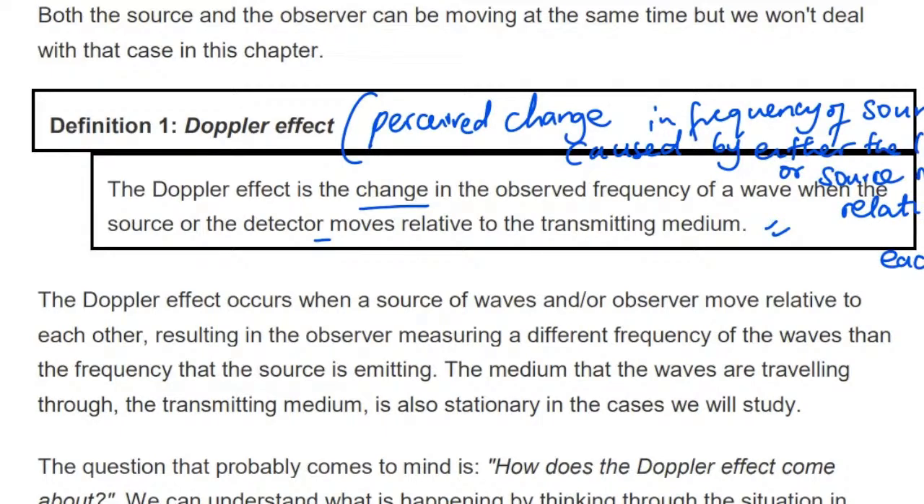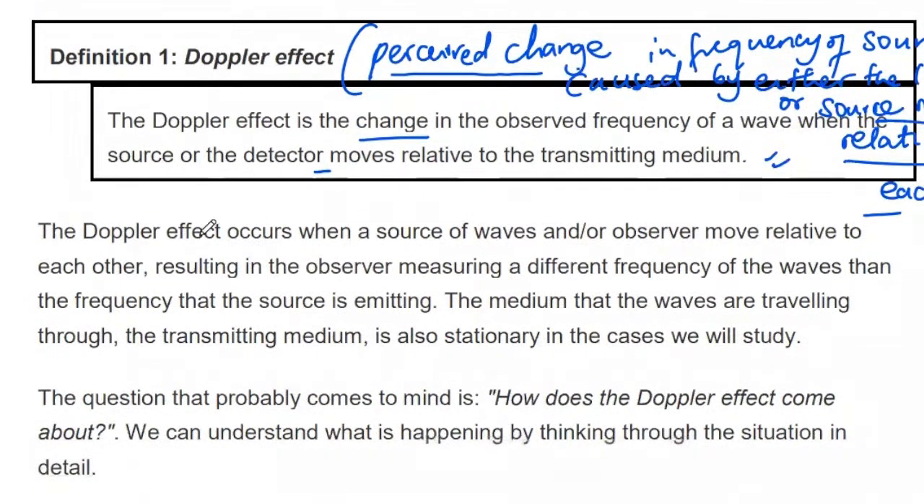It can be put out in very many ways, as long as you can frame it and we have the words at least perceived or apparent change in the frequency of sound, and then the words relative motion between the source and the listener. Below that we're saying that the Doppler effect occurs when a source of waves and/or the observer move relative to each other, resulting in the observer measuring a different frequency compared to what is being emitted.